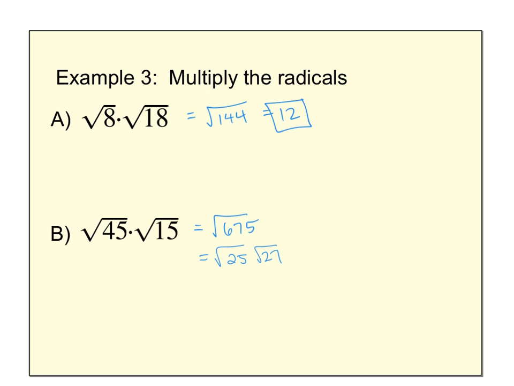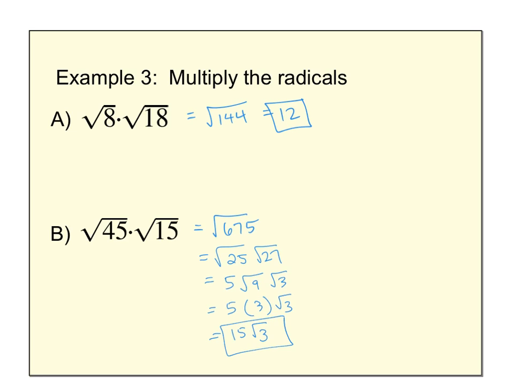So now I'm going to start breaking this down. The square root of 25 is 5. The square root of 27, you know what? 9 goes into that, and 9 is a perfect square. So I'm going to change this into root 9, root 3, because 9 times 3 is 27. So it's really going to be 5 times 3 times root 3, which is 15 root 3. That is my final answer.